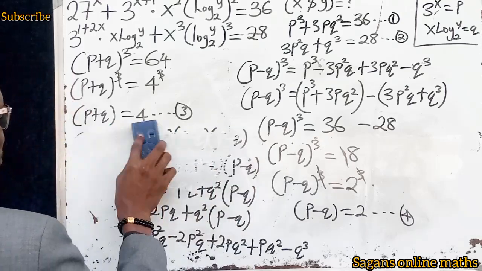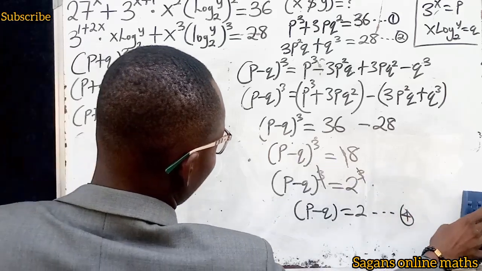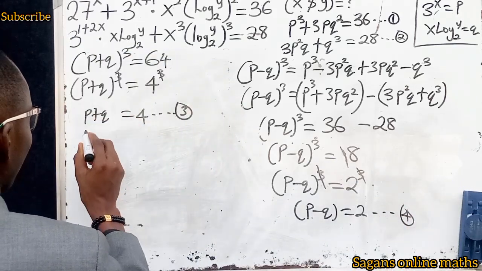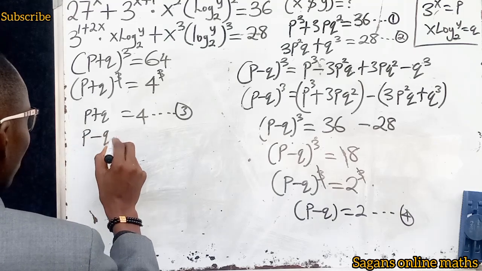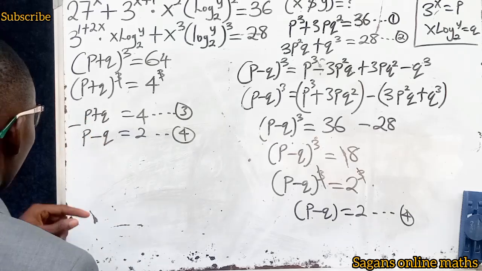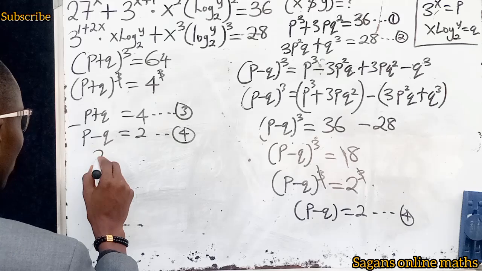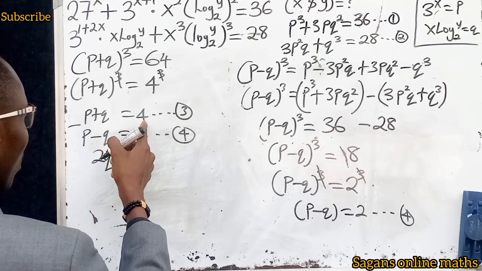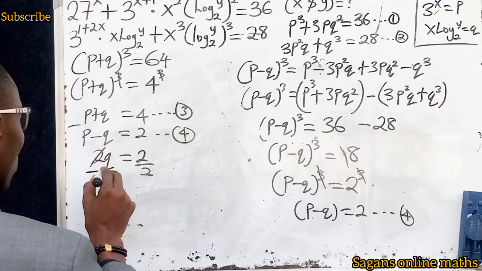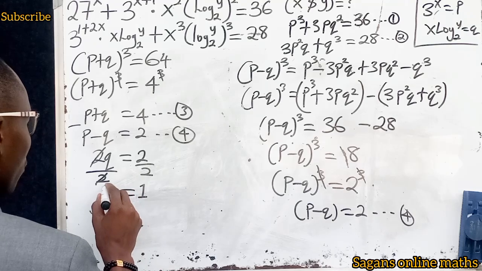Okay, let's solve it. Now these two equations. P minus q is equal to 2, this is equation 4. Now let's use the elimination method. So p will go out. Minus times minus is plus. So p plus p, q plus q gives us 2q. So 2q equals 4 minus 2, which gives 2. If we divide here by 2, also divide here by 2, 2 will go, then q is equal to 1. This is the value of q.